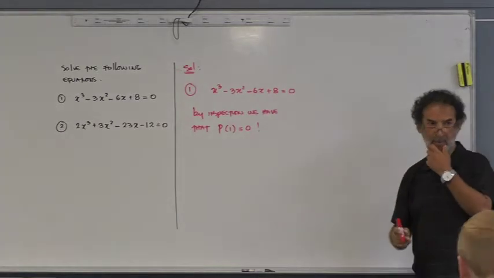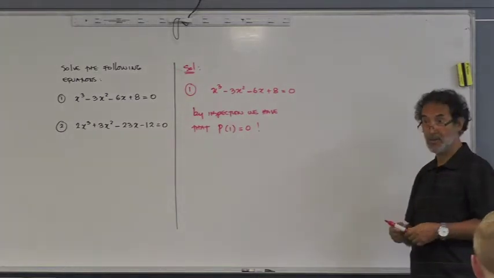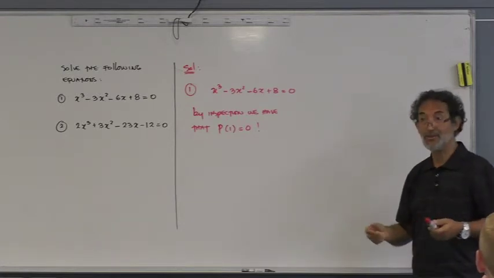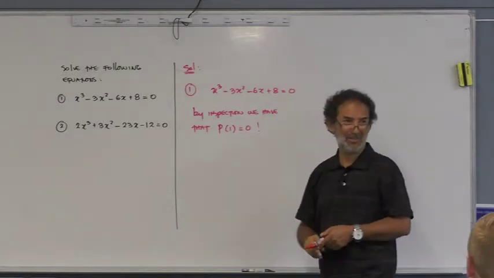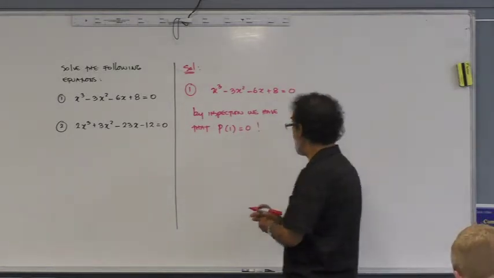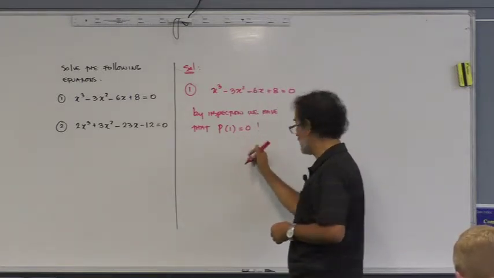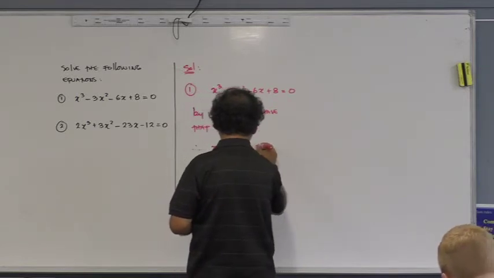Great. P of 4 also works. So you could have used P of 4 or P of negative 2. But let's start with P of 1 because it's the easy one. Because P of 1 is equal to 0, therefore x minus 1 is a factor.